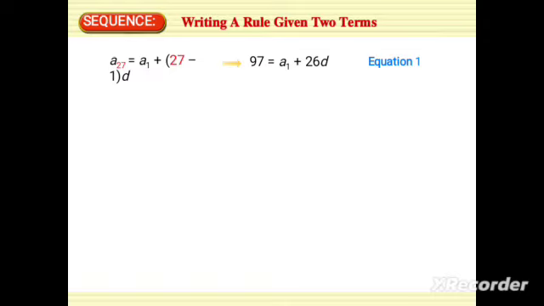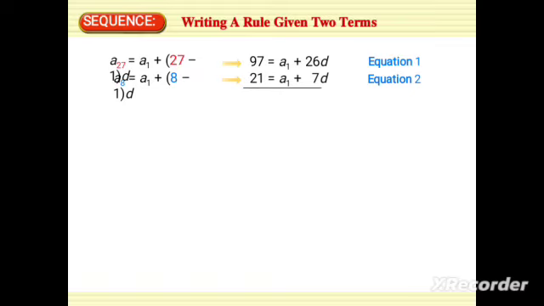So the first part is a plus (27 minus 1) d is equal to 97. So we have a plus 26d is equal to 97. That is the first part, which gives us equation 1. The second part, we have a plus (8 minus 1) d, and if you simplify, you get a plus 7d is equal to 21. So these are simultaneous equations which we can solve by elimination.